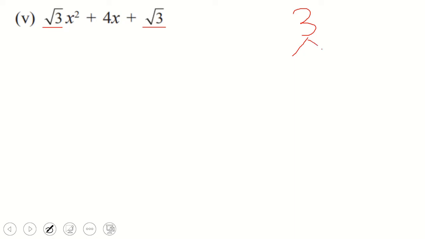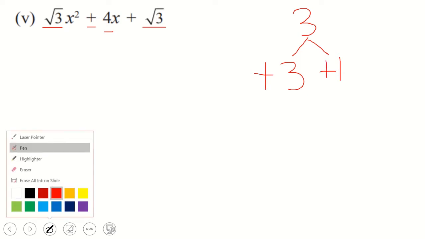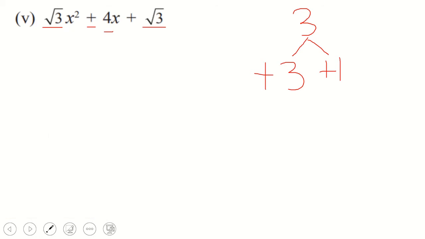So 3 we are going to factorize in such a way that the multiplication should be 3 and the addition should be 4. Why 4? Because you can see the middle term is 4. So the factors are very clear, 3 and 1. 3 ones are 3 and 3 plus 1 is 4. Also you will see that the sign of the middle term is plus, so both the numbers will be positive. So we got the factors plus 3 and plus 1.